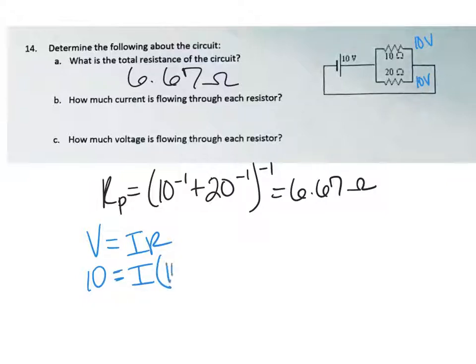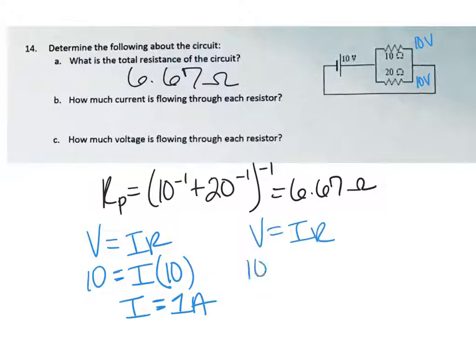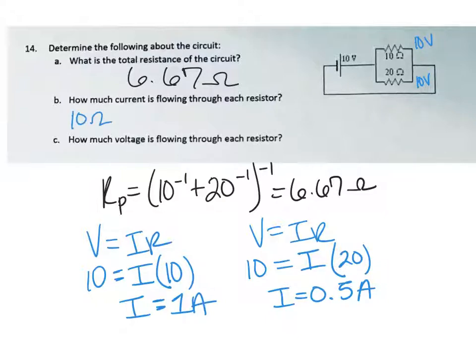So for the top one, which is 10, your current through the 10 ohm resistor is going to be 1 amp. Now separately for your bottom resistor, you're going to plug in the 10 volts that it gets, and we're solving for the current, and then we're going to plug in the 20. So it's going to get a current of only 0.5 amps. All right, so for your top resistor, the 10 ohm resistor, it's going to get 1 amp of current. For your 20 ohm resistor, it is going to get 0.5 amps.